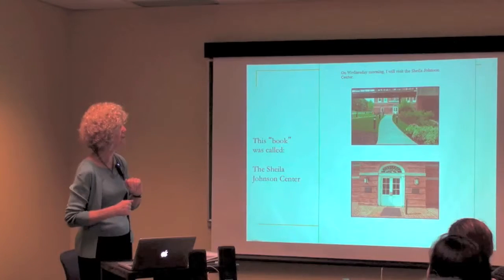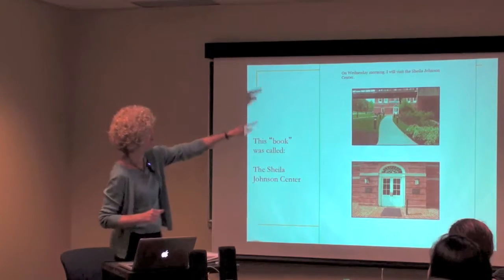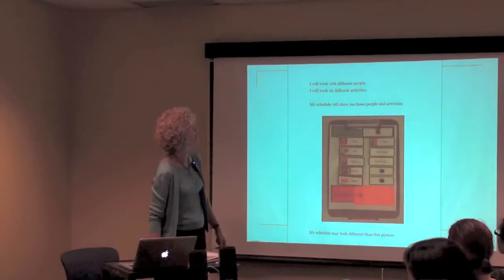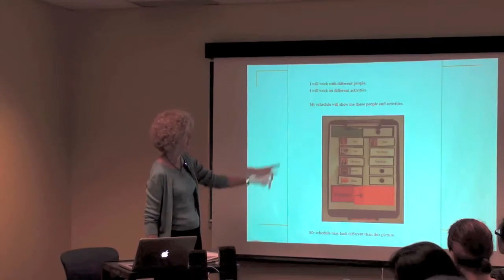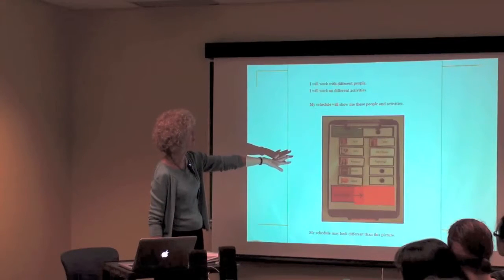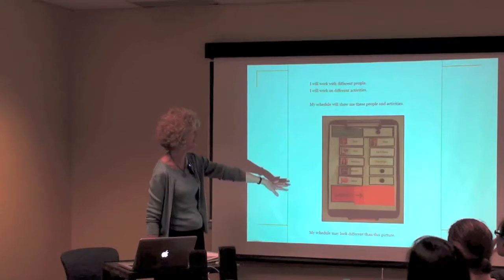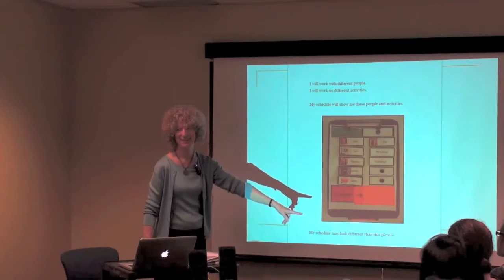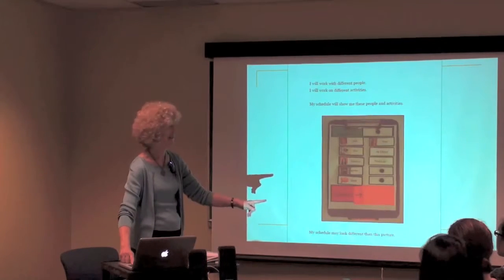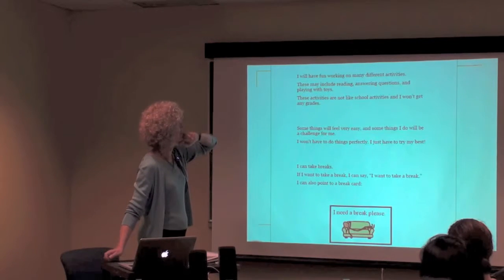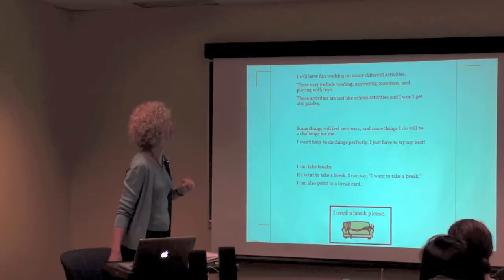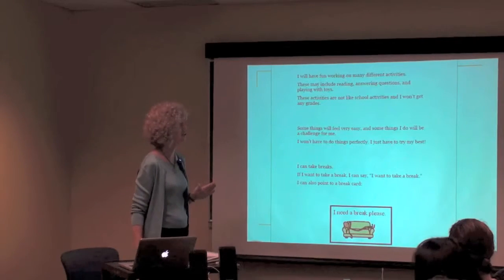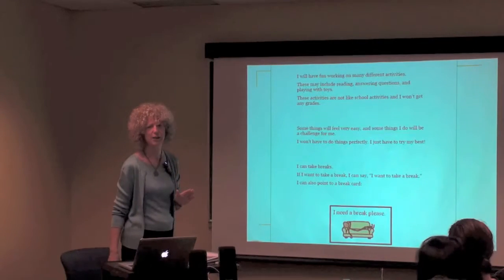On Wednesday morning, I'll visit the Sheila Johnson Center so you can actually see our new building. I will work with different people. I'll work on different activities, and this is the actual schedule we made for him. My schedule will show me these people and activities. My schedule may look different than this picture, which is important. I'll have fun working on many different activities. These may include reading, answering questions, playing with toys. These activities are not like school activities, and I won't get any grades.